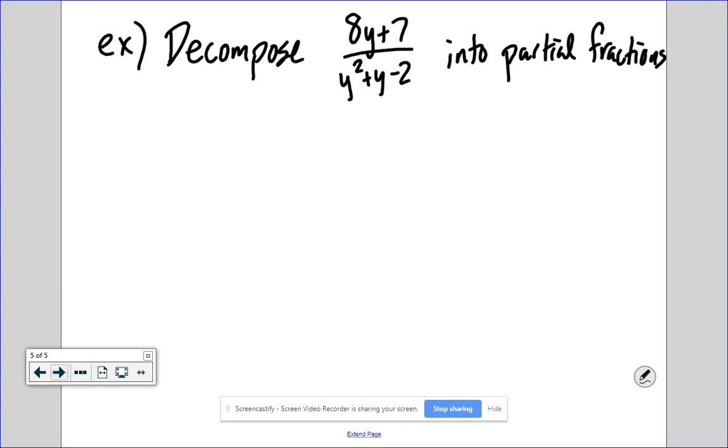Decompose (8y + 7) over (y squared plus y minus 2) into partial fractions. Into partial fractions.